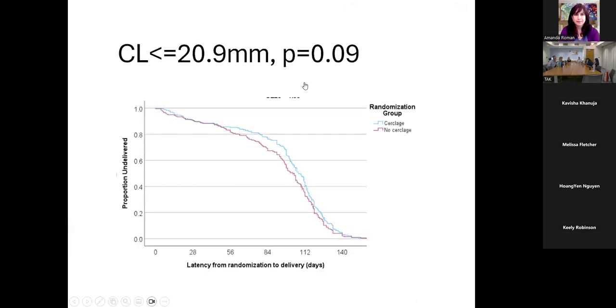And then 20.9, this p-value that haunts my life, 0.09. It's not significant, but you could see some difference there. So I think that's the last slide.